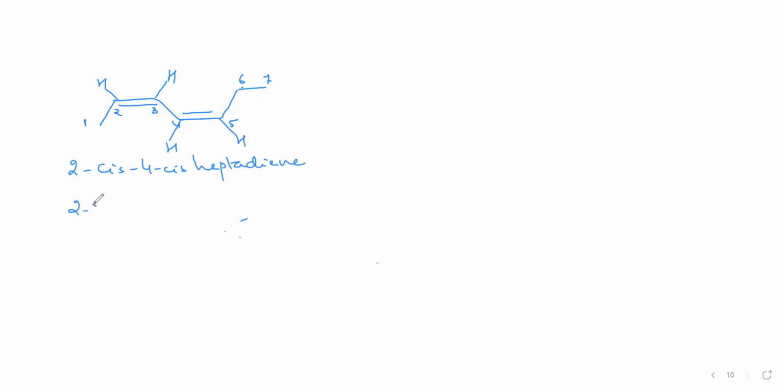Give me the answer in terms of Z and E. What is the configuration at C2? Will it be Z or will it be E? Yes, C2 will have Z. What about C4? C4 also Z. Yes, heptadiene. So here you can write cis or trans, or you can also write Z and E.